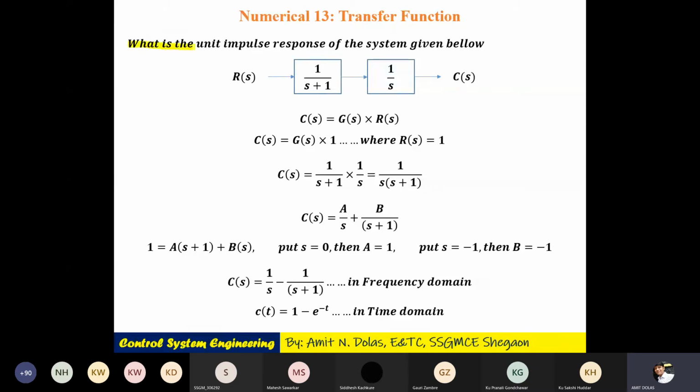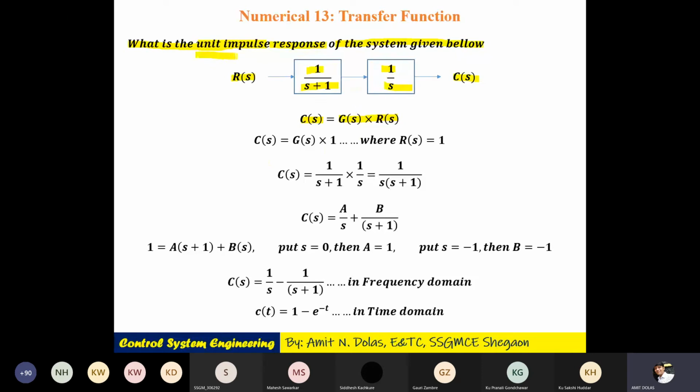The statement is, what is the unit impulse response of the system given below? So I have a system where R of S is the excitation input, C of S is the output, and the system has two blocks. One is 1 upon S plus 1 and another is 1 upon S. So what is the output? C of S is nothing but G of S into R of S.